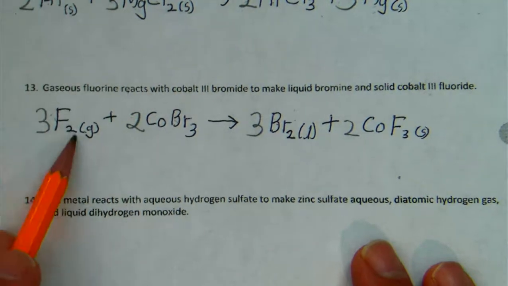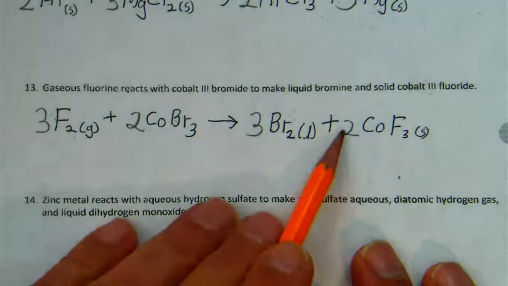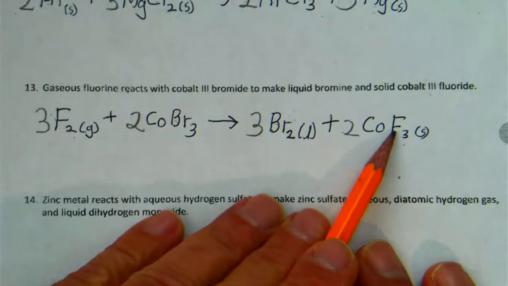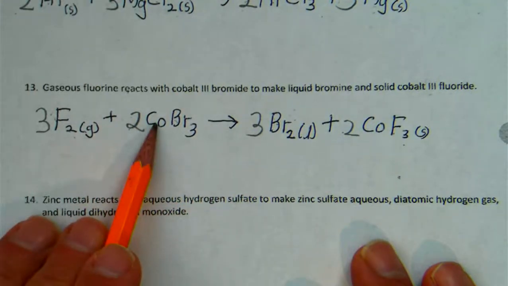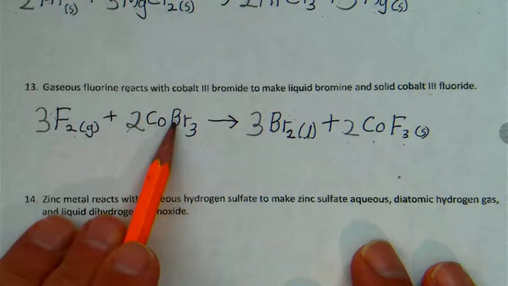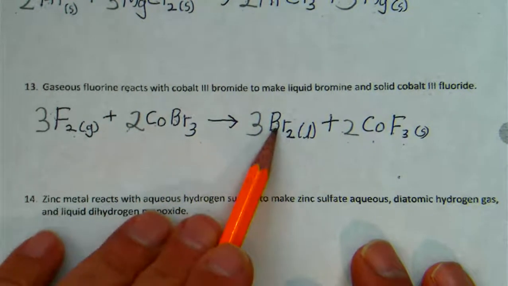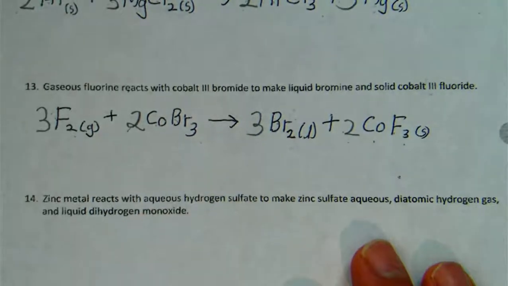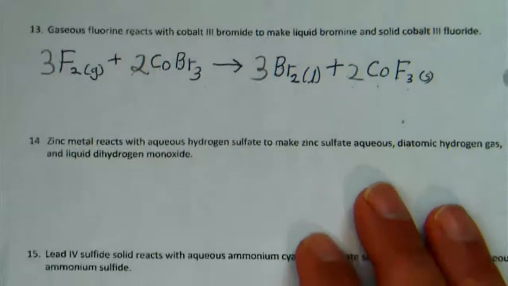I have 6 fluorines on the left. I have 6 fluorines on the right. I have 2 cobalts on the left. I have 2 cobalts on the right. I have 6 bromines on the left. I have 6 bromines on the right. Done with number 13. Number 14.